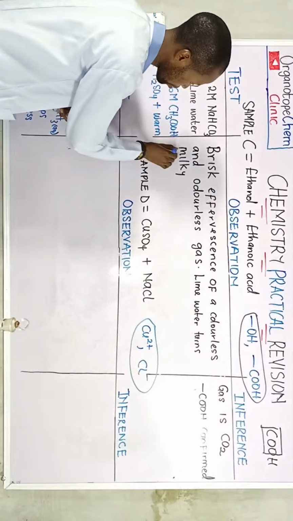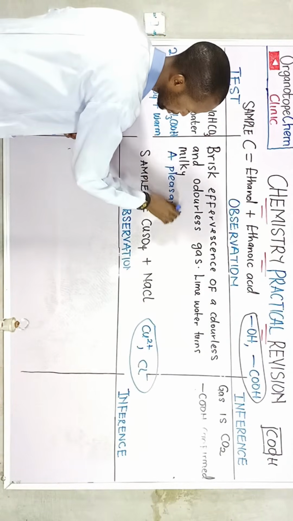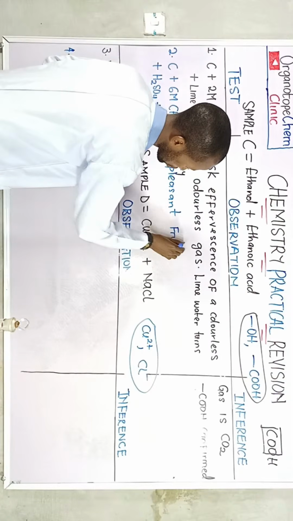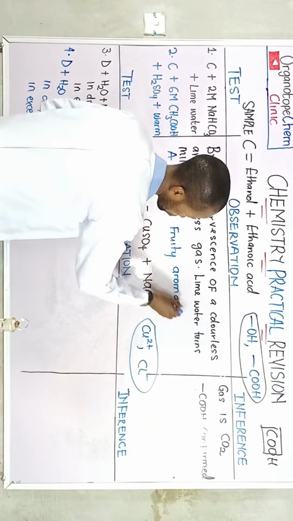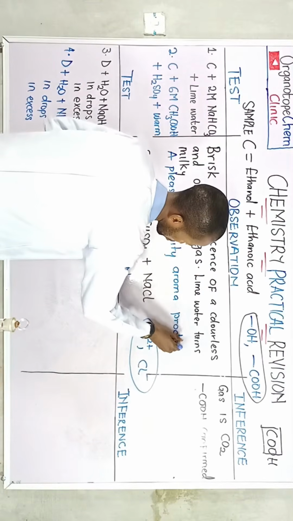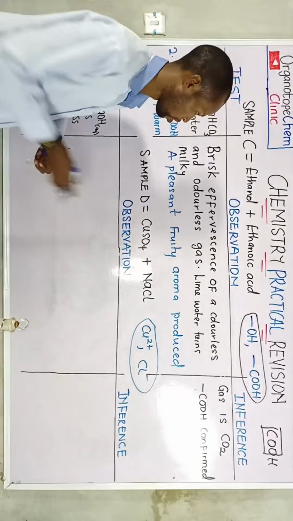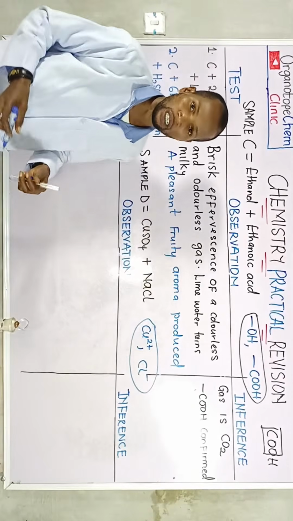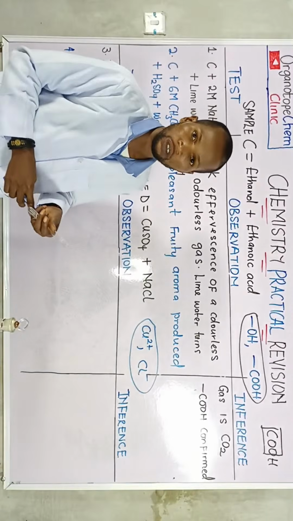We have a pleasant fruity aroma produced. A pleasant fruity aroma produced. Or you write a sweet fruity aroma. Anyone is allowed, okay? A pleasant fruity aroma is produced.